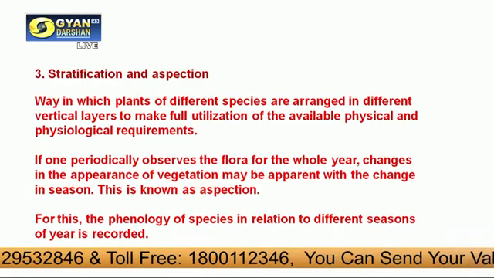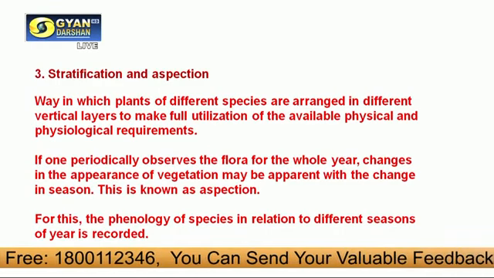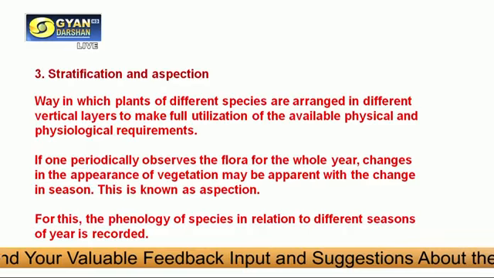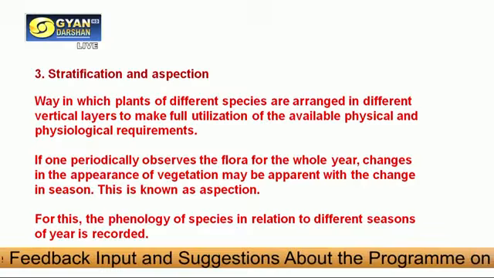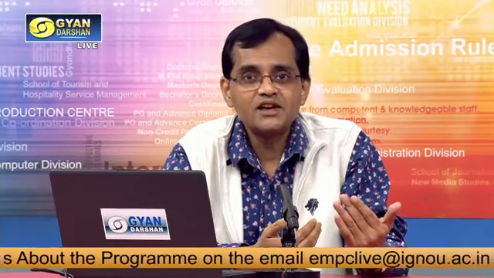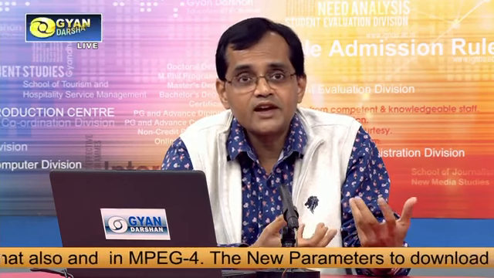So the way in which plants of different species are arranged in different vertical layers to make full utilization of the available physical and physiological requirements. Now this is also very interesting, that why the plants, they choose to be of different height. I mean, we look at plants in a way that they are just randomly distributed. But is it really random? No. The plants are equally intelligent. They can equally assess that how they can utilize the resources to the maximum.